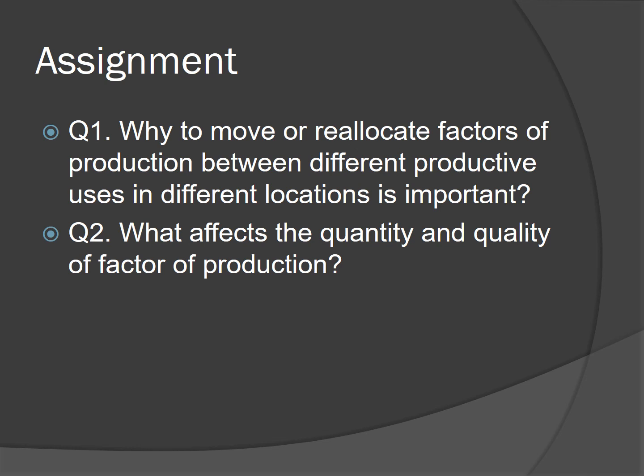Now in the last, you need to solve two questions as an assignment. The first question is, why is it important to move or relocate factors of production between different productive uses in different locations? The second question is, what affects the quantity and quality of factors of production? Dear students, you should take help from the book. You also need to study from the book, which will help you to solve these assignments.